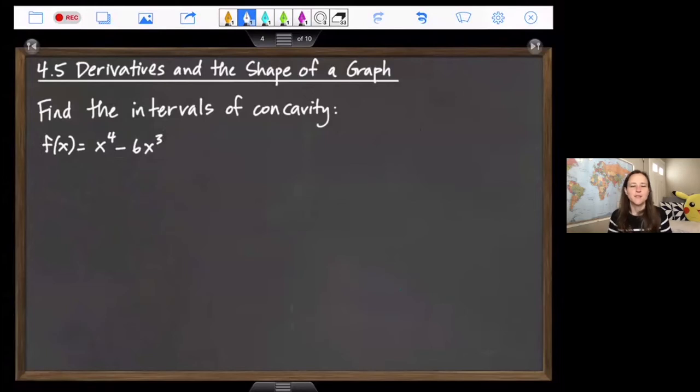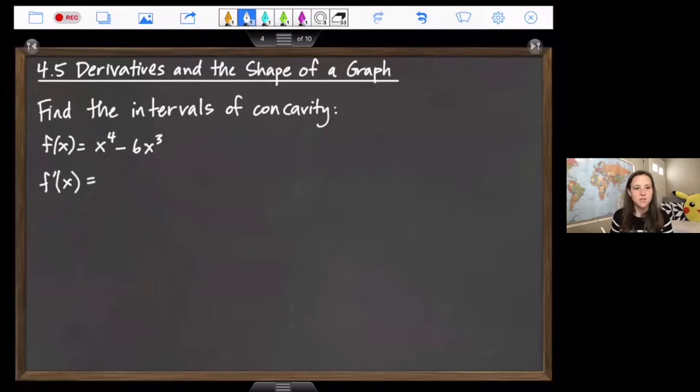I'm just going to do a couple more examples of finding the concavity for a function using the second derivative. We have another polynomial here, f of x equals x to the fourth minus 6x cubed. So let's do the same thing we did at the end of the last video. Let's find the second derivative, which means first we've got to find the first derivative.